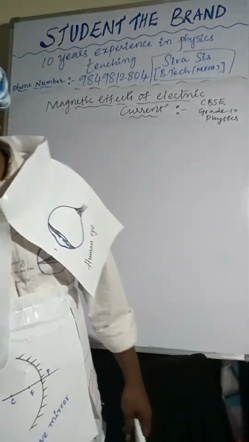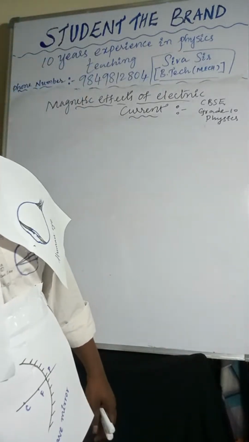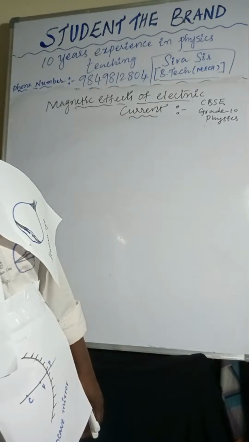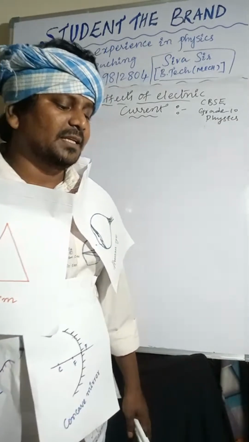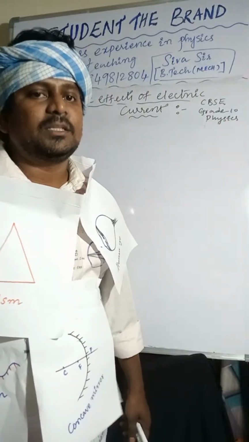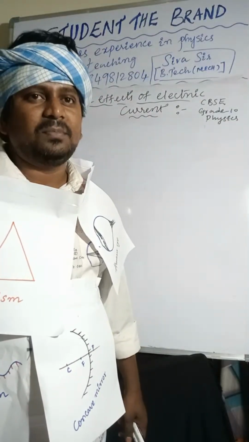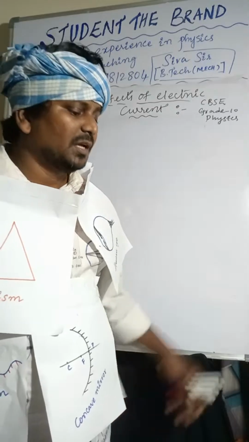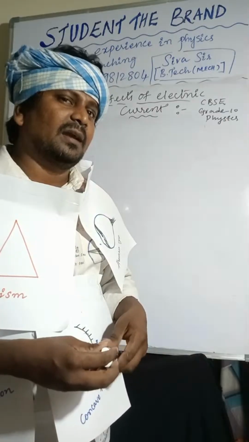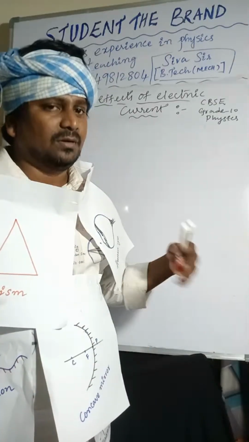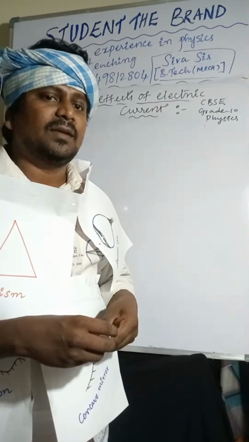For 5 marks, only one question will come. That is normally: a current carrying conductor placed in the magnetic field experiences force. That question will come. So that I will explain, and that is the end of the topic. Once the question comes, I will explain.